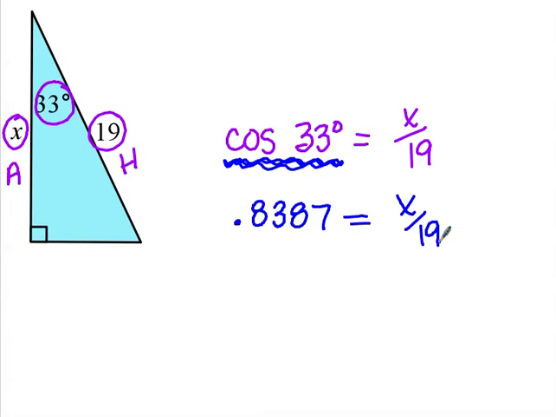Now this is just a basic equation we need to solve. Notice I've taken x divided by 19, so to undo division, I multiply by 19. So if I multiply this by 19, what do you get to 2 decimal places? 9.3.